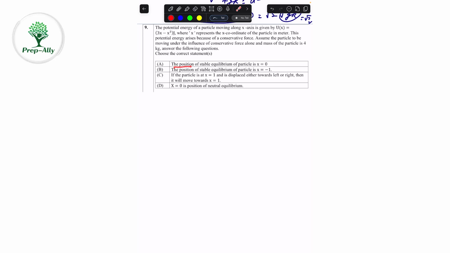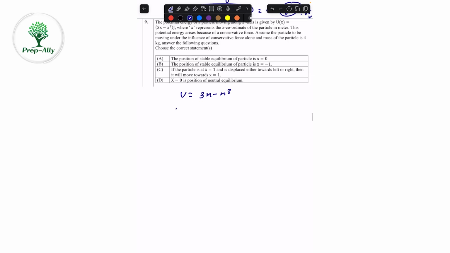First statement is saying the position of the stable equilibrium of the particle is at x is equal to 0. The position of the stable equilibrium of the particle is at x is equal to minus 1. These are two statements. Third is, if the particle is at x is equal to 1 and it is displaced either toward left or right, then it will move toward x is equal to 1, and x is equal to 0 is the position of neutral equilibrium.